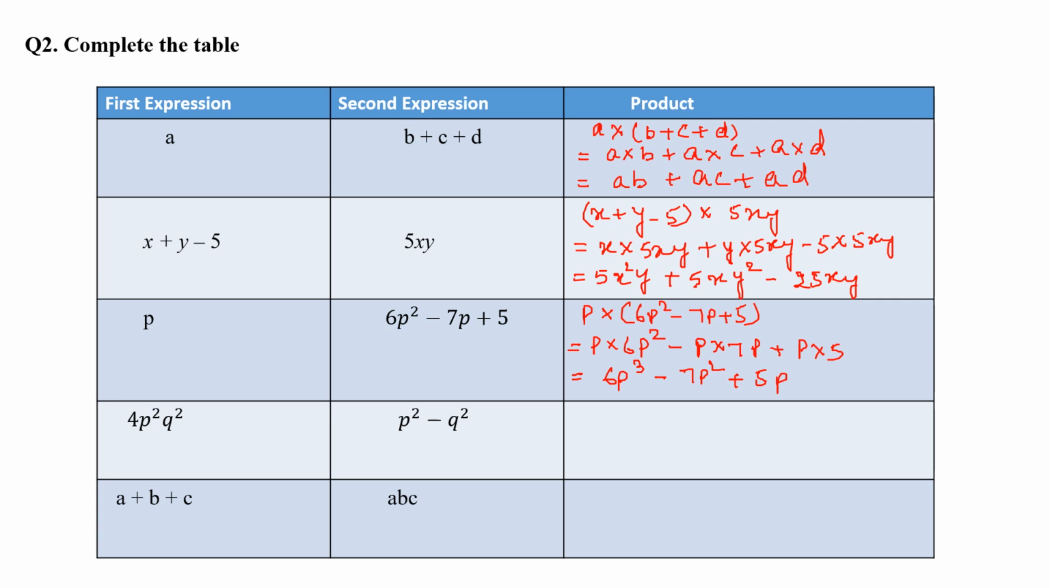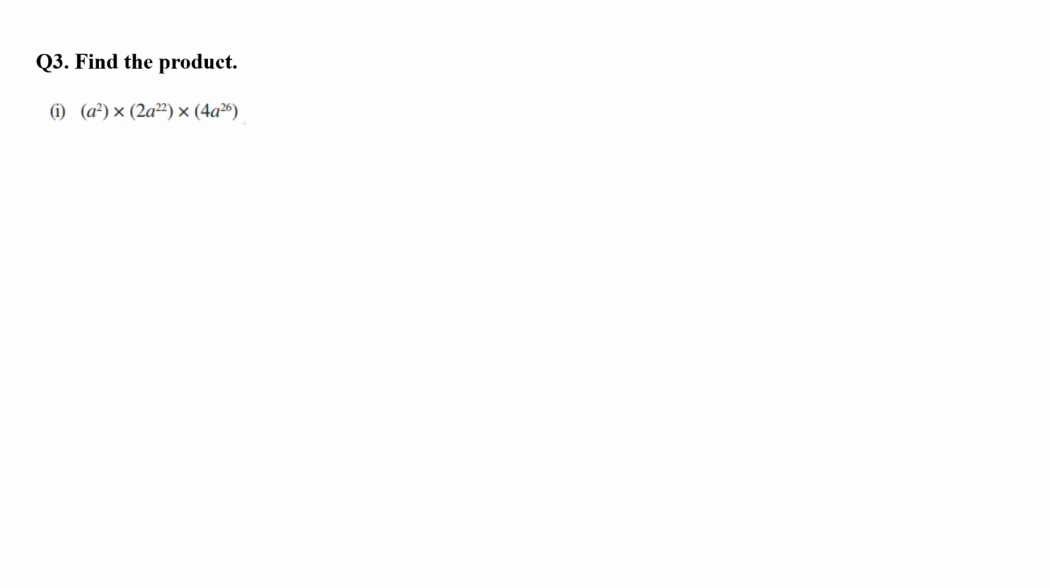Okay, I am moving to question number 3 now. So question number 3, find the product a square into 2a to the power 22 into 4a to the power 26. So here first we have to multiply the numerical coefficient. So numerical coefficient is 2 into 4, and then you have to multiply the variable part, which is a square into a to the power 22 into a to the power 26. Now 2 into 4 will give me 8.